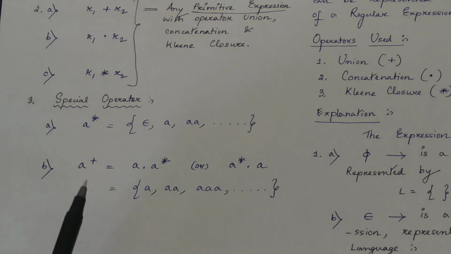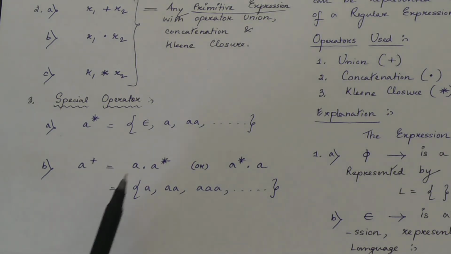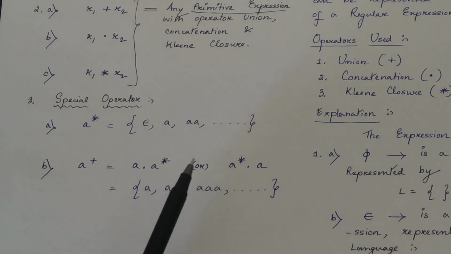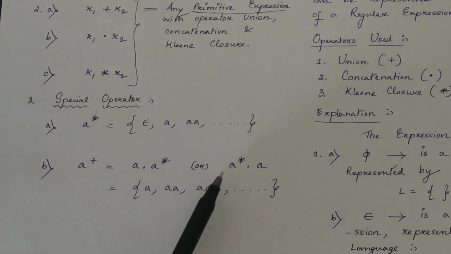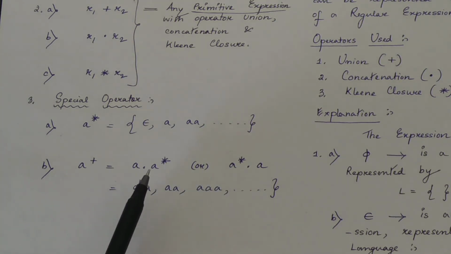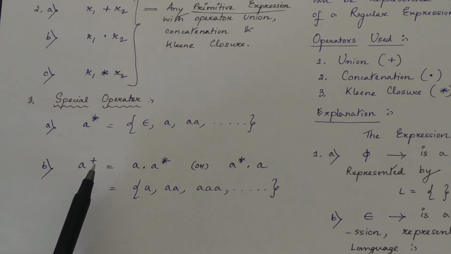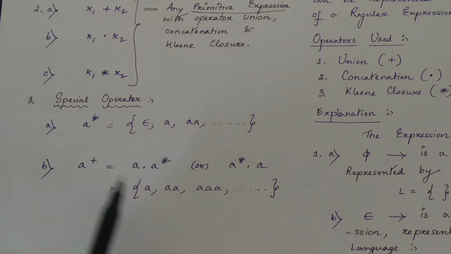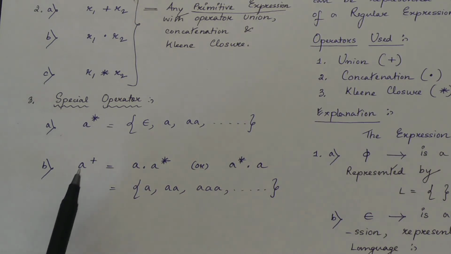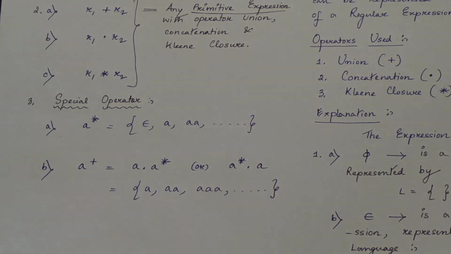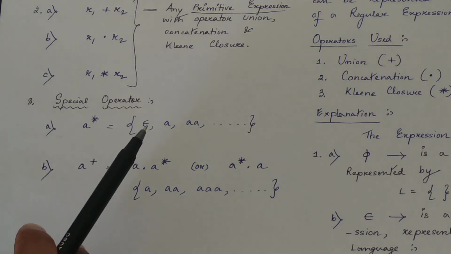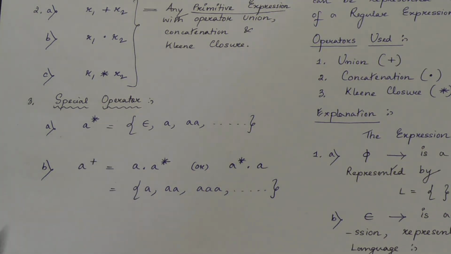And a to the power plus means what? It is a to the power asterisk dot a. As I have told you, the initial will always be a to the power 1, since plus always starts from 1. So a to the power 1 means a, the initial string. A to the power 2 means twice a, a to the power 3 means thrice a, and so on. So the only difference lies in this epsilon and this a. Clear? So these are the special operators that you have understood in this lecture.